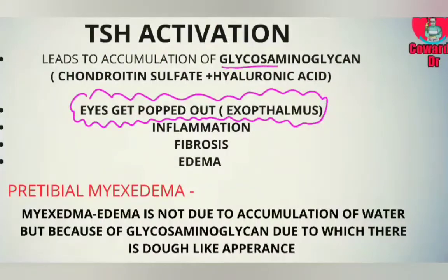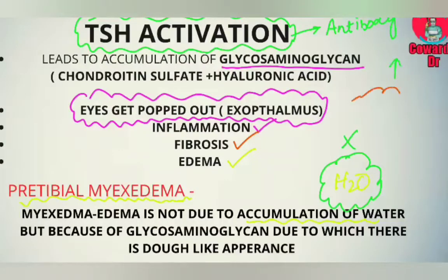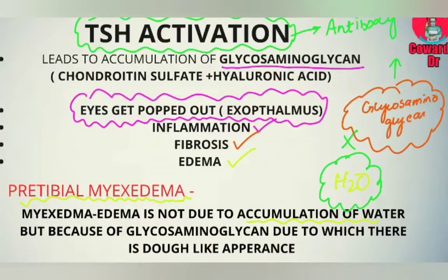Why? Due to the accumulation of glycosaminoglycans. So what will happen due to this TSH activation, which is done by the antibody? Now we will see inflammation, we will see fibrosis, we will see edema. So in pretibial myxedema, it is not due to the accumulation of water. It is different from normal edema because there is no accumulation of water, but there is accumulation of glycosaminoglycans. Due to the accumulation of glycosaminoglycans, there will be a dough-like appearance.